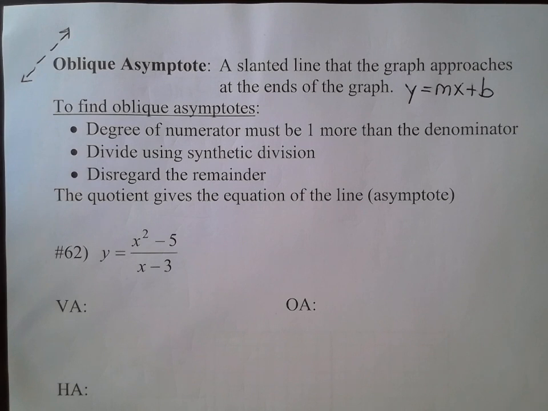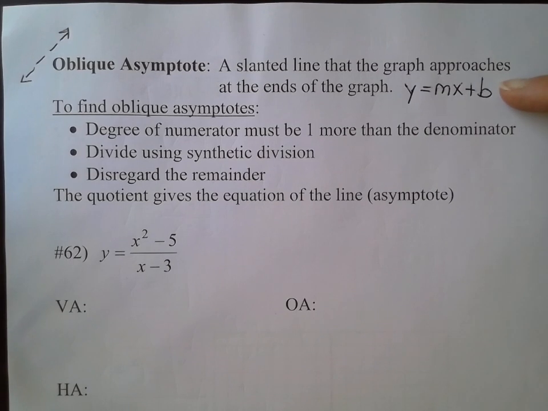For our class, we're going to use synthetic division for that, which means there's really only one scenario where the top would be x squared and the bottom would be x to the first that we would be using because we're going to be doing synthetic division. Any other scenario where the numerator is 1 more than the denominator would require polynomial long division, which is possible to do as well. So we're going to divide, and then we're going to disregard the remainder, and the quotient that we get is going to give us the m and the b.